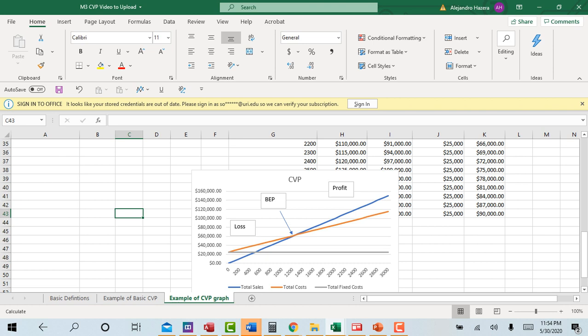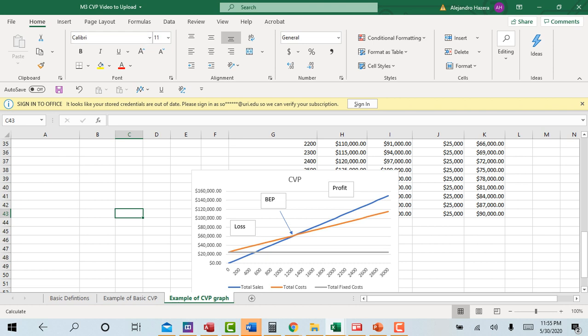That makes sense. And notice that your break-even point crosses at about 1,270 units. So you're looking at units along the horizontal axis and dollars along the vertical axis. And the break-even point is where the total revenue line crosses the total cost line. Makes total sense.